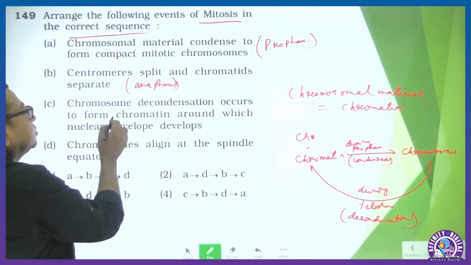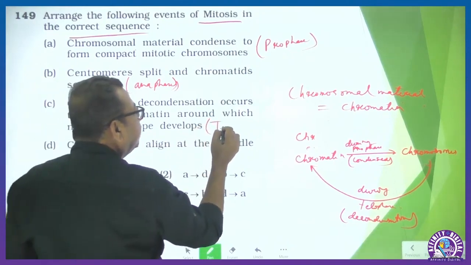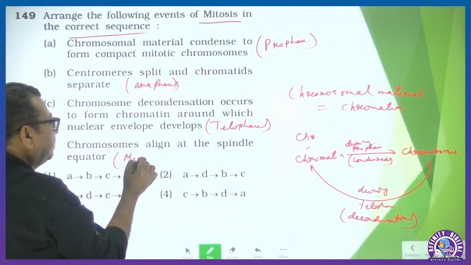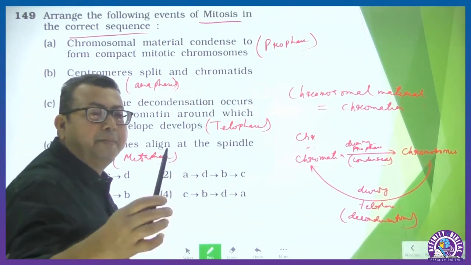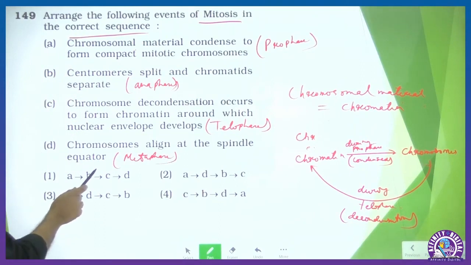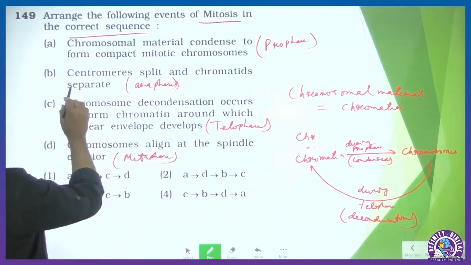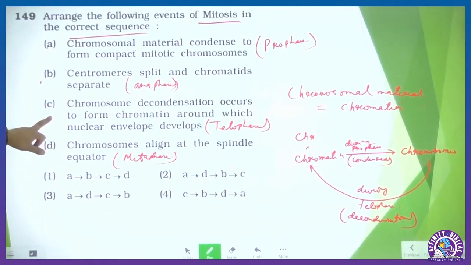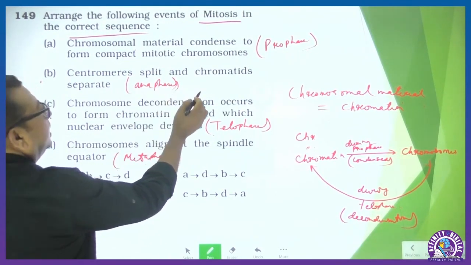Chromosome decondensation occurs to form again chromatin around which nuclear envelope occurs at what phase? Telophase. Chromosome align at the spindle equator at what phase of mitosis? Metaphase. And what is the correct sequence of M phase of mitosis? Prophase A, metaphase D, and then anaphase kahan gaya? Anaphase B, then C is what? Telophase.